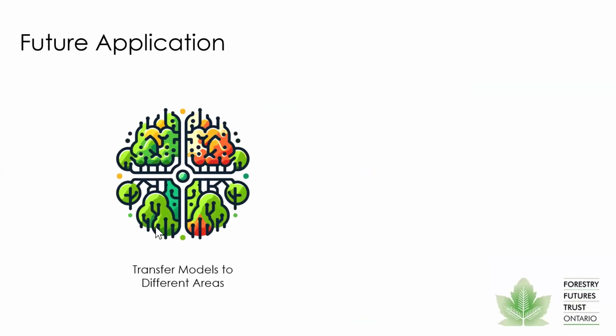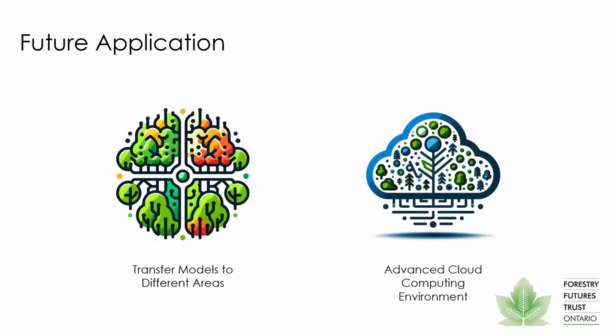So some future applications that we're going to be doing with this, and we have the support of the Forestry Futures Trust of Ontario. Some of the things that we are going to be doing is transferring these models to different areas in Ontario, and also including different species that are associated with these different areas. Additionally, we are going to be looking into some more advanced cloud computing options to see if we can increase the speed at which these models are trained and tested.